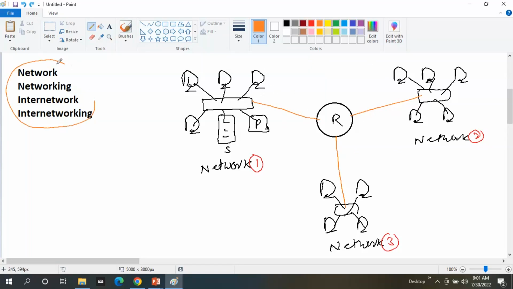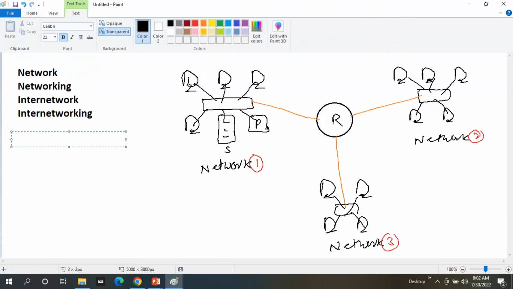So these are 4 basic important points. Interconnection of 2 or more devices, communication between 2 or more devices, interconnection of 2 or more networks, communication between 2 or more different networks. Clear? Next. Continuation.